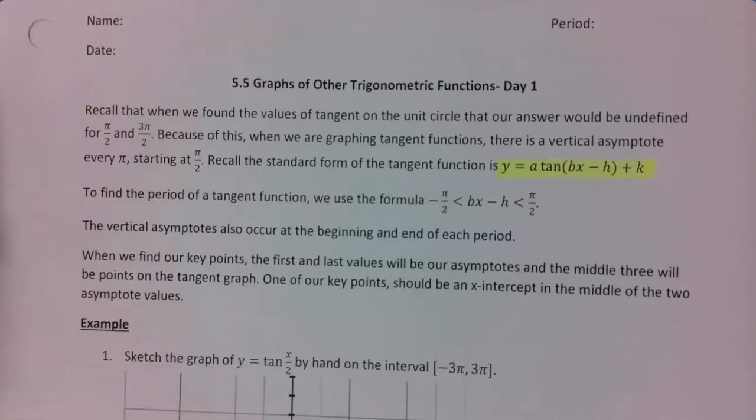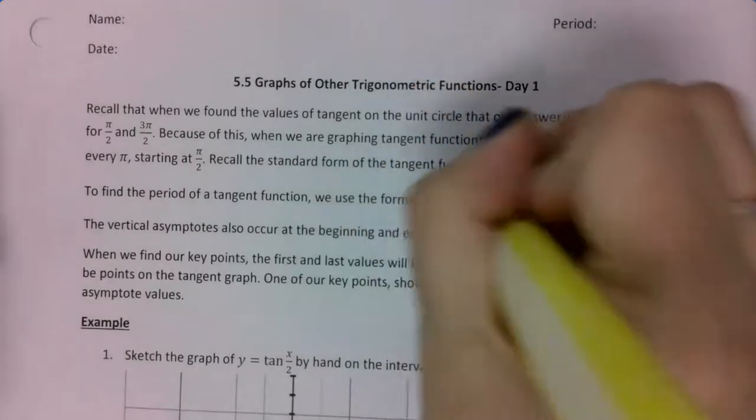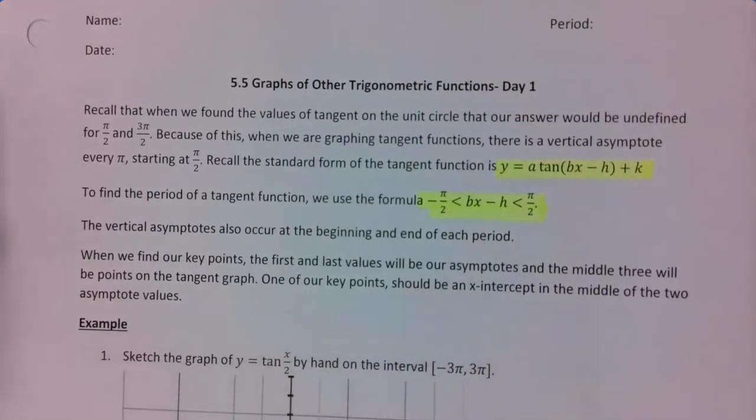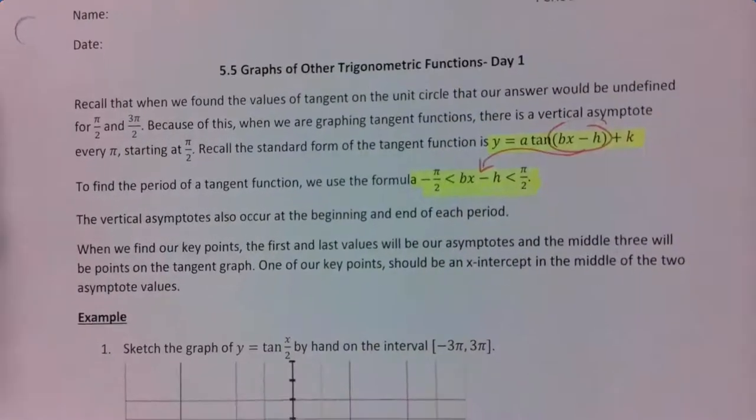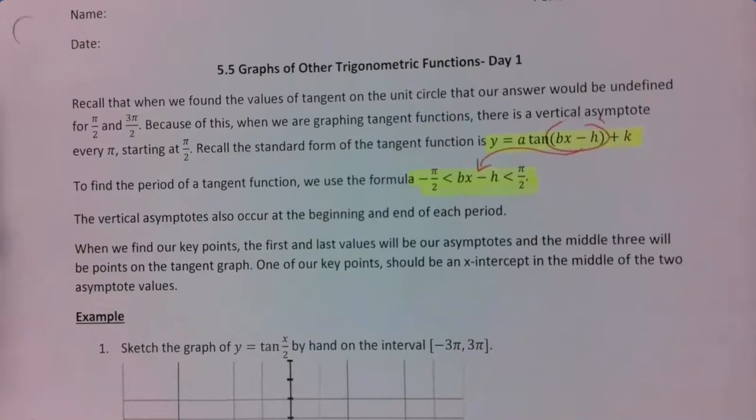So to find the period of a tangent, we use this formula, which is negative pi halves is less than bx minus h is less than pi halves. So this is just literally this part in between the two asymptotes. Okay, so when we go to find our 5 key points for tangent, the first and last point will always be our asymptotes, and then the middle 3 will be points on our tangent graph.